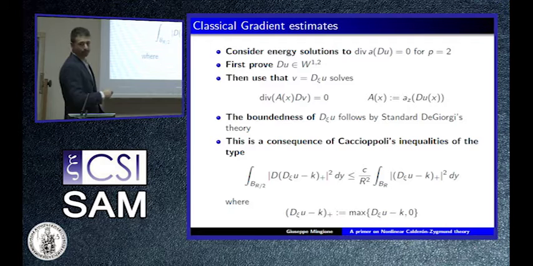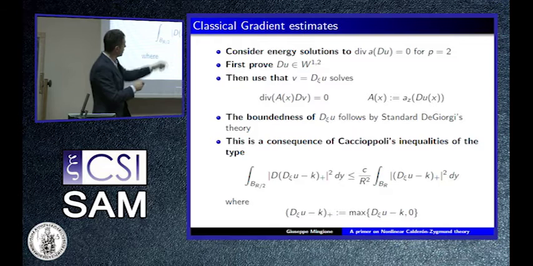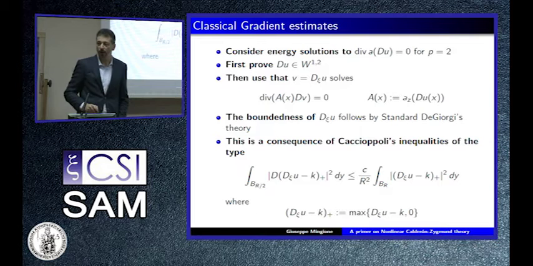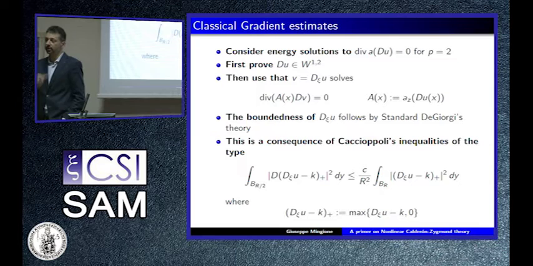Once you know that this holds, then you can start the Giorgi-type iteration. This is a so-called Caccioppoli-type inequality, because you see here you are controlling a second derivative by a first derivative. So a higher order object is controlled by a lower order object, and this is the first information that comes from being a solution.